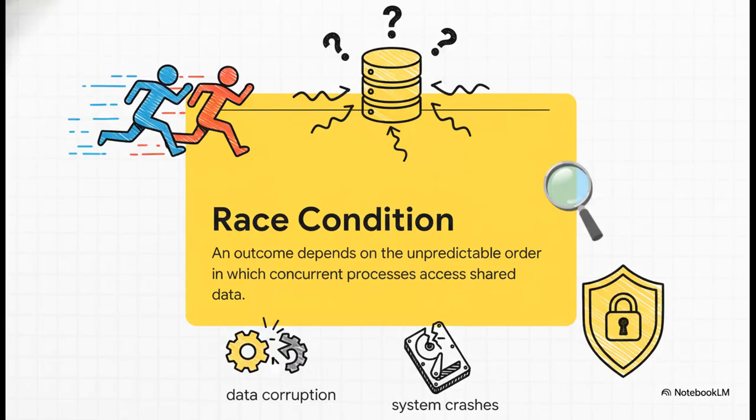This whole mess has a name. It's called a race condition. It's when multiple processes are literally racing to access and change shared data, and the final result completely depends on who gets there a microsecond before the other. This is the big bad villain we need to defeat.